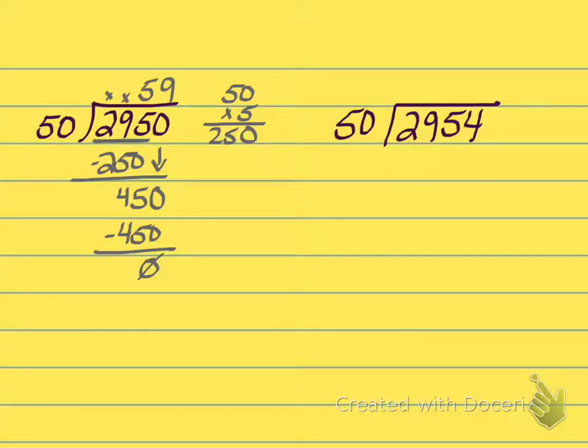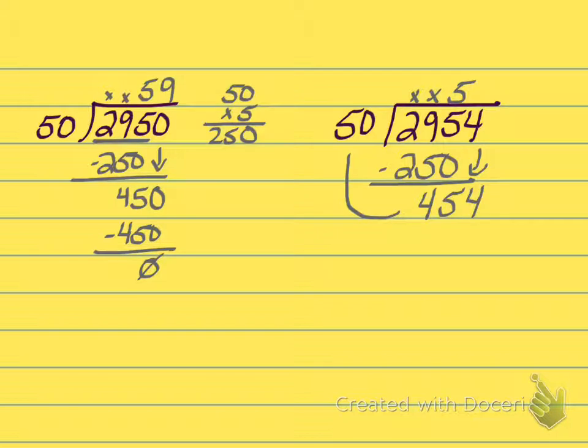Okay, so starting with this problem again, we're going to divide it out the way we did before. We already know that 50 doesn't go into 2 or 29, but it goes into 295 5 times. We get 250 here. Subtract, I get 45, and I'm bringing down a 4 this time. So now I start over again. 50 goes into 454 9 times. So I put a 9 here. 9 times 50 is going to give me 450.